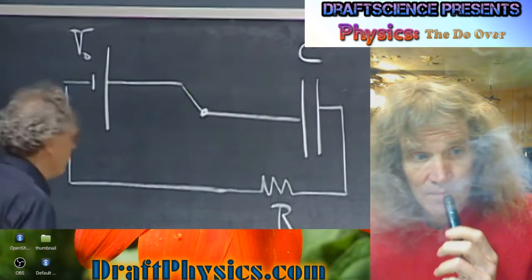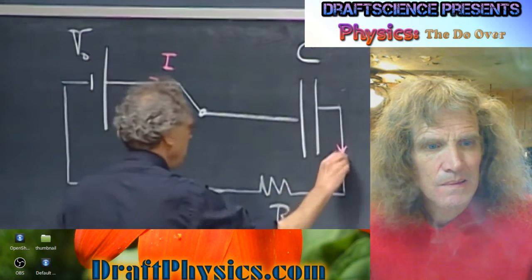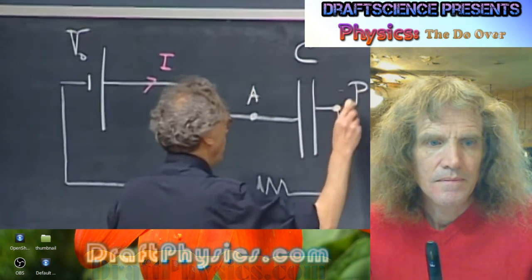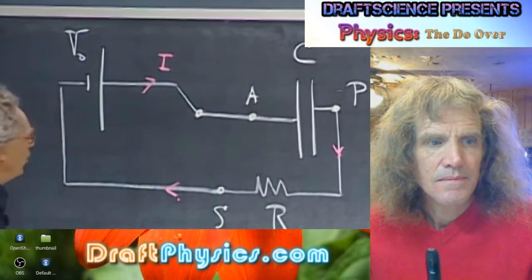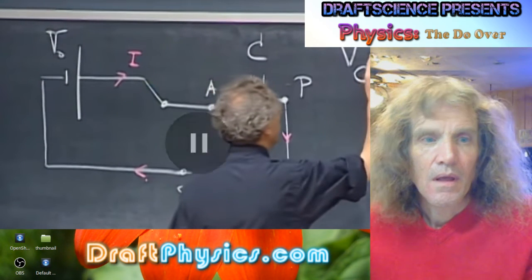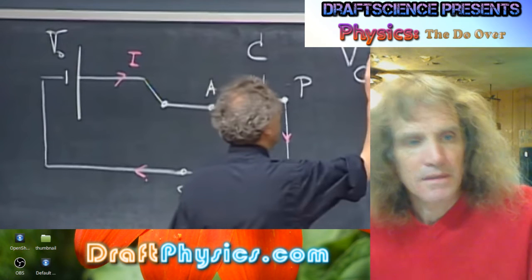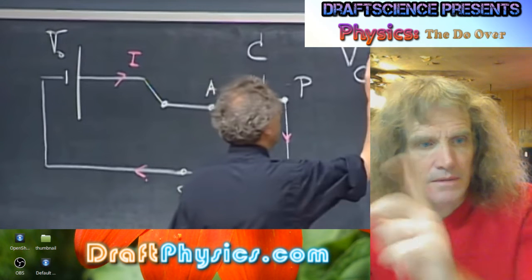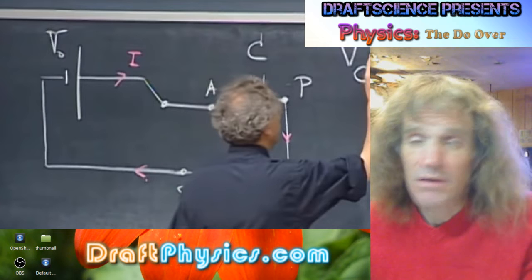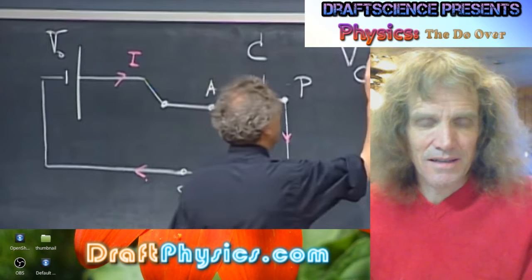When I have the switch in this position, the capacitor is going to charge up. I get a current I going in this direction. If I call this point A here, and this point P, and this point S, to make sure that we're on the same wavelength, I will call the potential over the capacitor V_C. The plus side is on the left and the minus is on the right of the capacitor. So the voltage is going the opposite direction of the current as usual, which doesn't make any sense, of course.